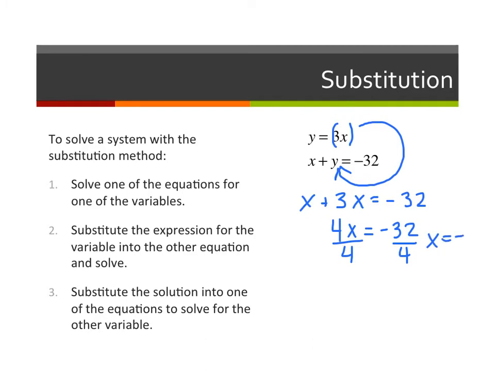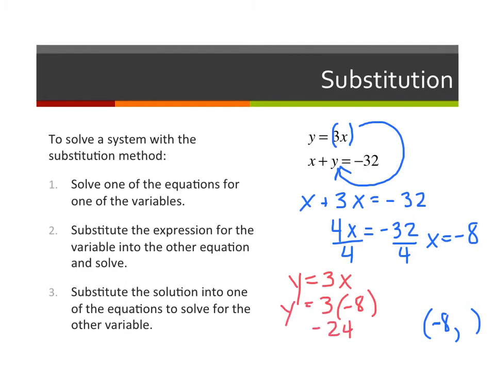x equals negative 8. Remember that the solution to a system of equations is an ordered pair. So I now have the x value of my ordered pair, and I need the y value. We're going to take that x value and substitute that solution into one of the two equations and solve for the other variable. Since I already have the x, I'm going to use the equation that's already written, y equals 3x. I'm going to replace my x with the negative 8, giving me a y value of negative 24. And there's your ordered pair solution for the system of equations.